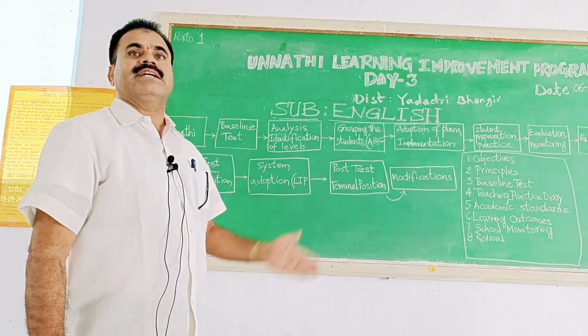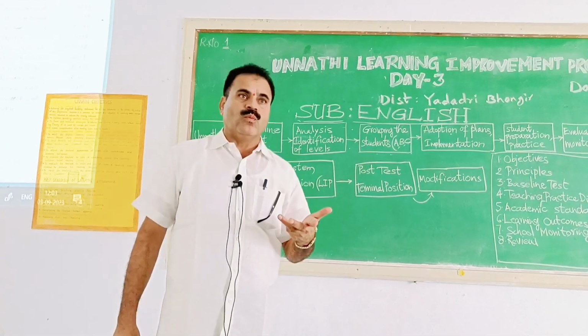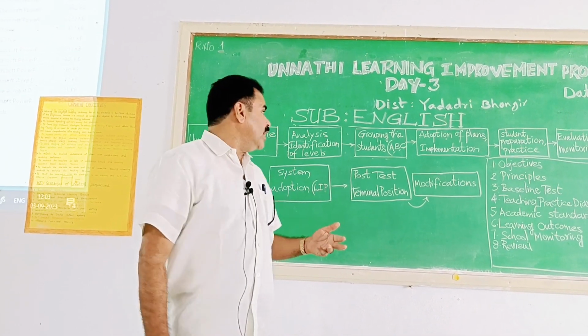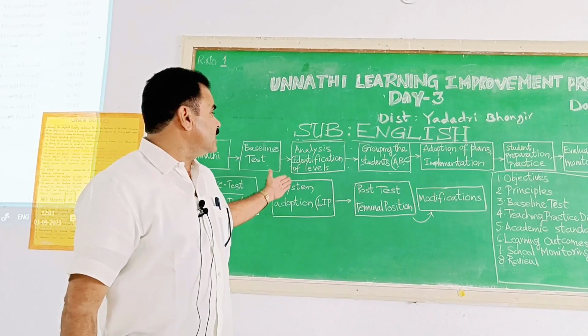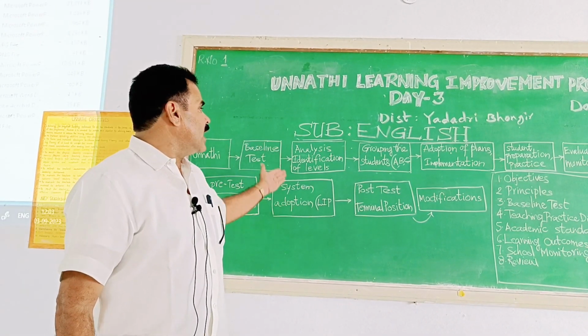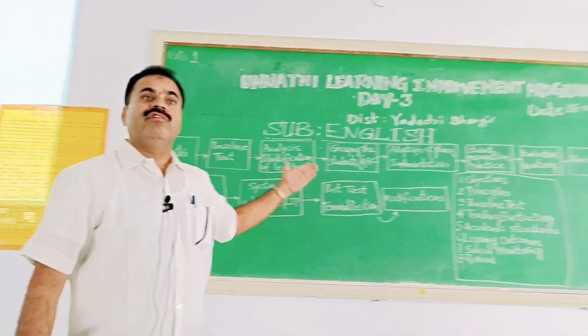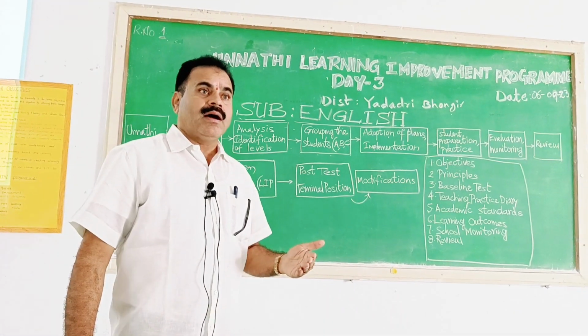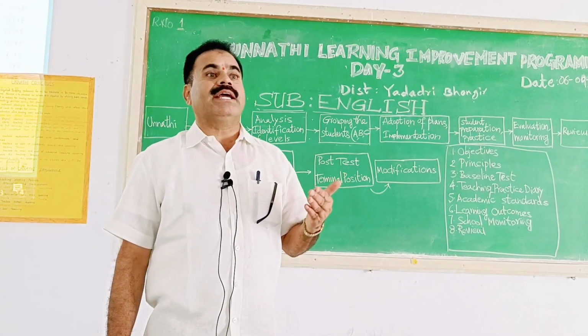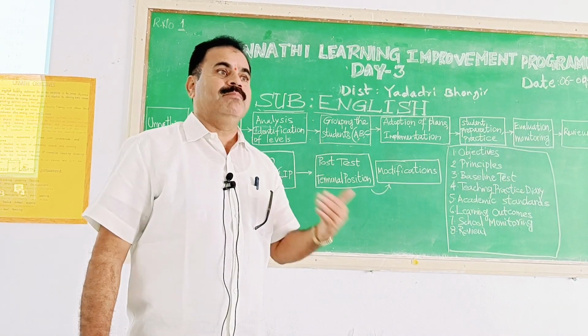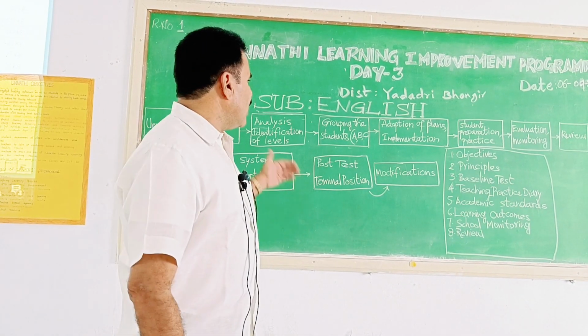And after conducting the baseline test, what do we have to do? That is an important point. We have to analyze. Analysis is important. Analyze the results of the students and identify levels. We have to identify the students' level. As per that only, we have to divide them into groups, and decide which category the student or the kid belongs to.